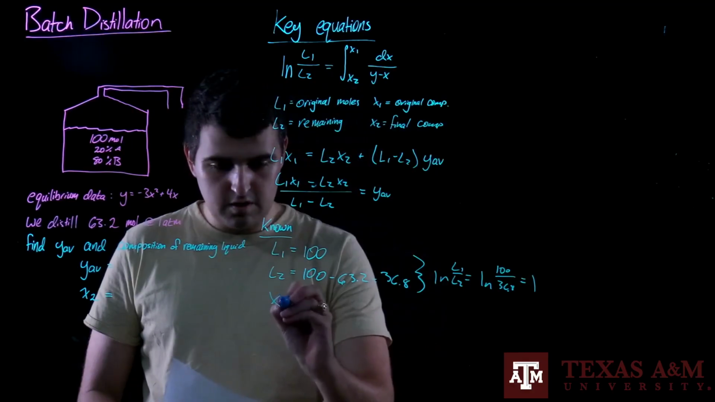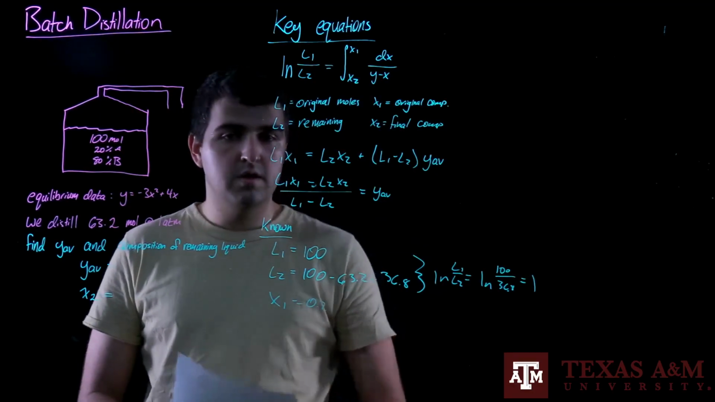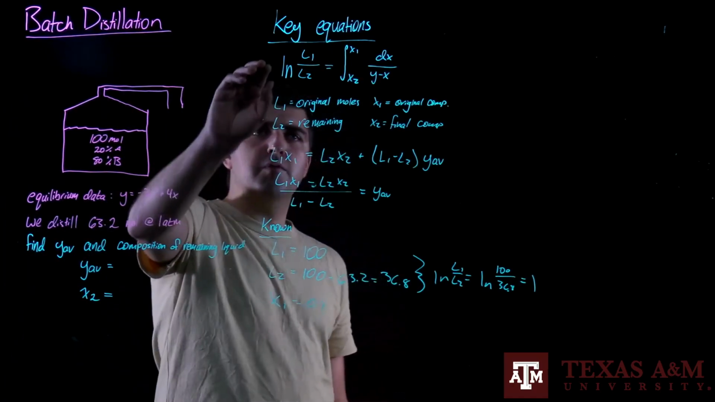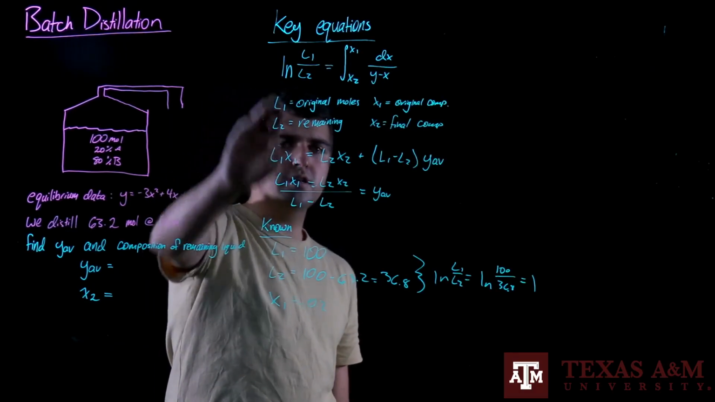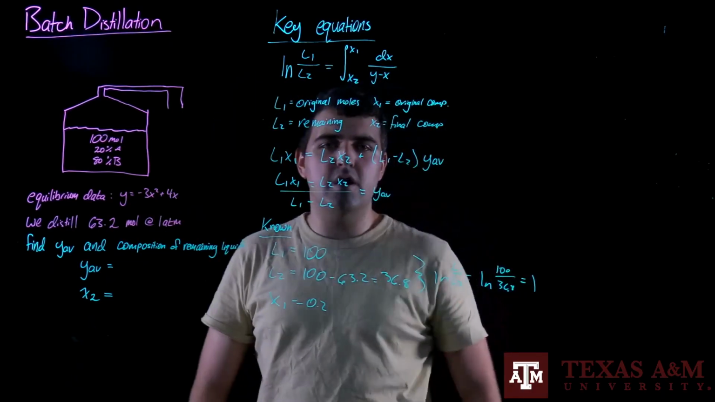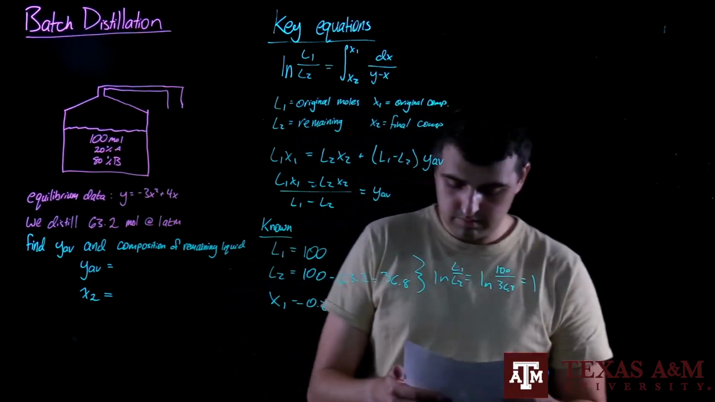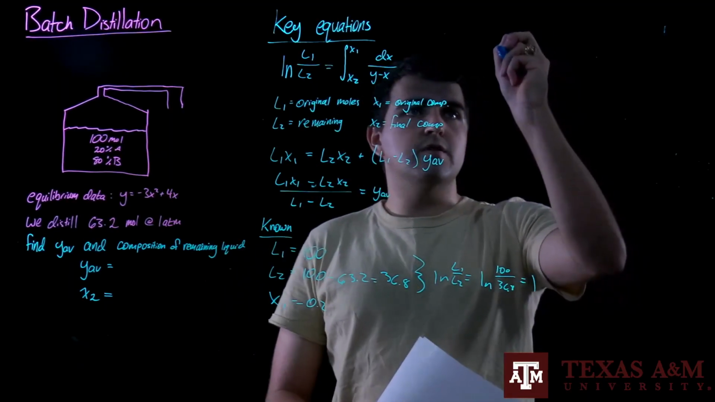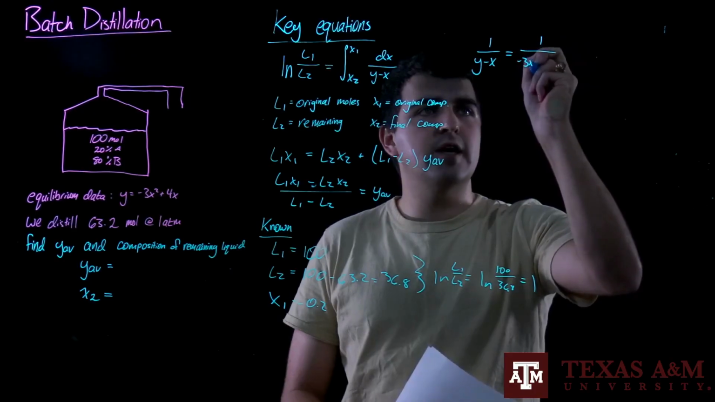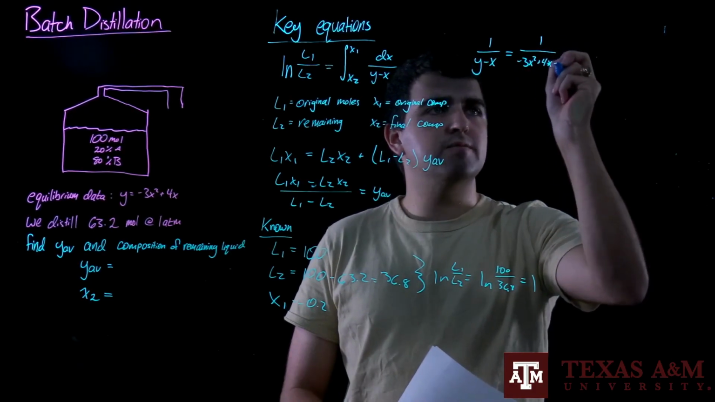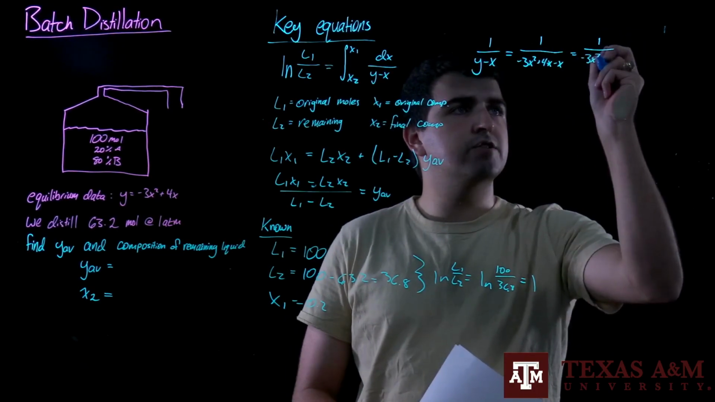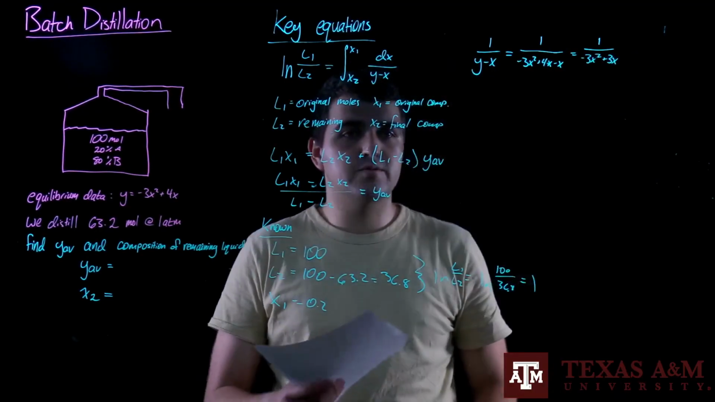Finally, we have X1 equals 0.2 from our original composition. So we want to go ahead and find our X2 from this integral. Because we're given our equilibrium data as a quadratic, we can go ahead and plug this in for our y and evaluate the integral. So we have 1 over y minus x is equal to 1 over minus 3x squared plus 4x minus x, which is equal to 1 over minus 3x squared plus 3x when we plug in our data.